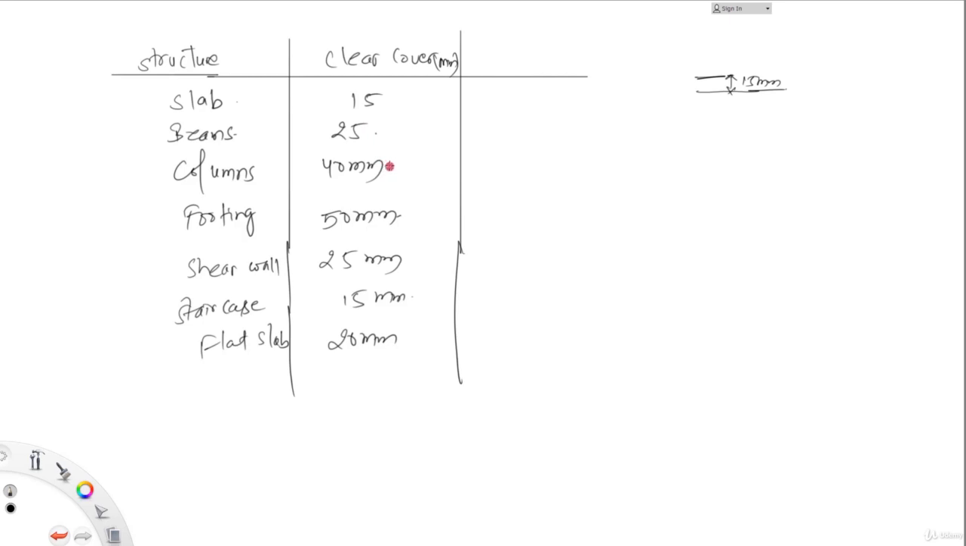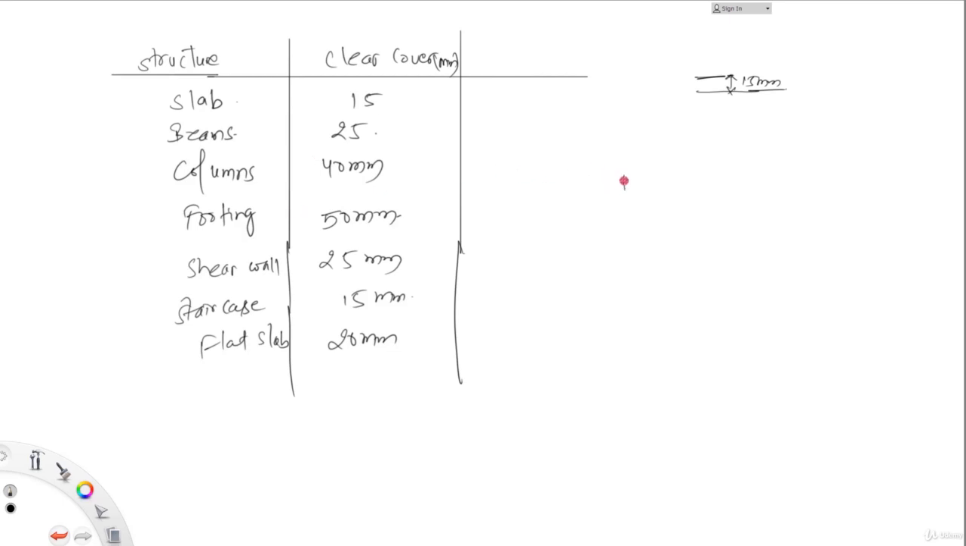It is not mandatory that you have to use exactly 15 mm for the slab. You can use 20 mm given the conditions. Let's say that if your structure is in a very corrosive environment, in that case you would want a bigger cover than this one. But the lower values than these are not recommended. You can adopt the higher values but not very high.